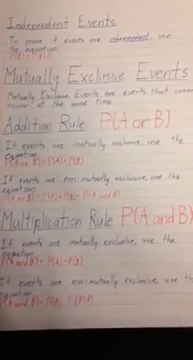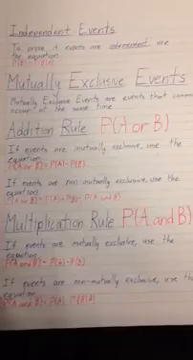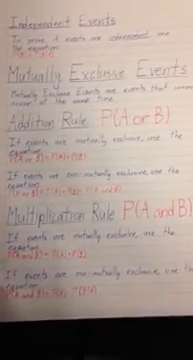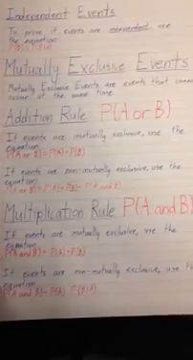Mutually exclusive events. Mutually exclusive events are events that can't occur at the same time. For example, being at a concert or being at the mall are examples of mutually exclusive events because you can't be in two places at one time.